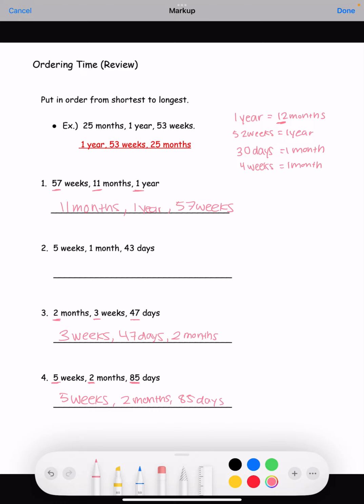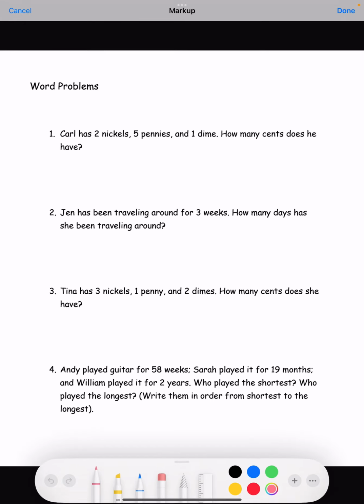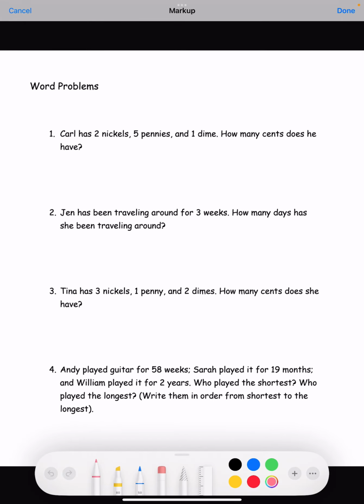Okay, last page. Number 1. Carl has 2 nickels, 5 pennies, and 1 dime. How many cents does he have? Okay, remember, 1 nickel is 5 cents. This is 1 nickel and it is 5 cents. And he has 2 of them, so he has 2 nickels.